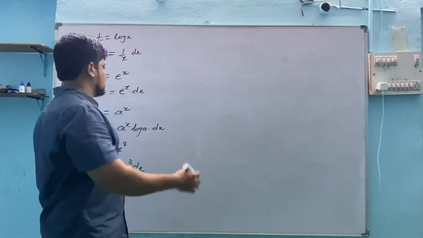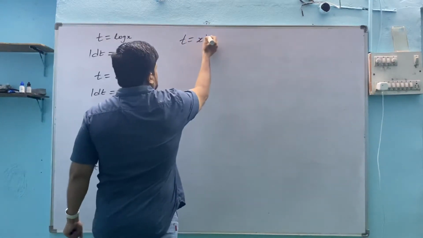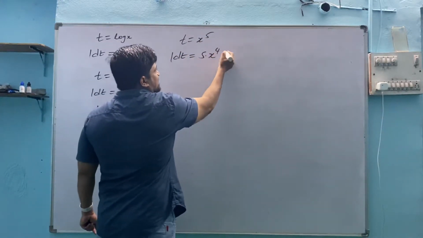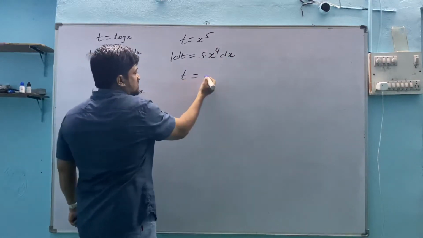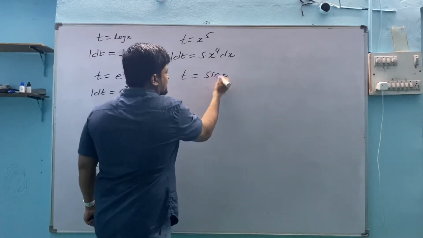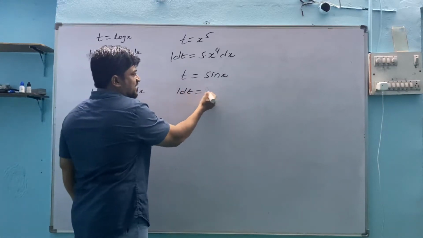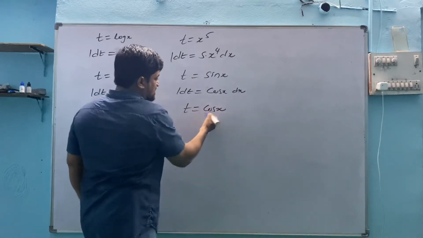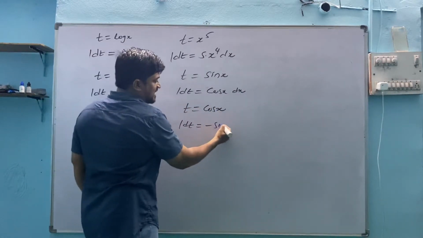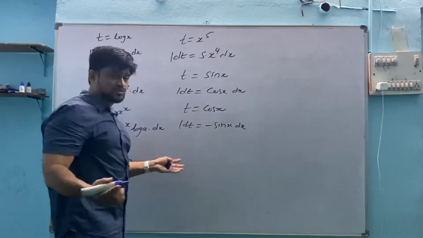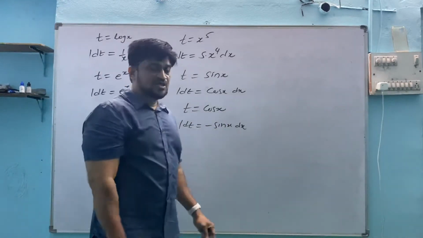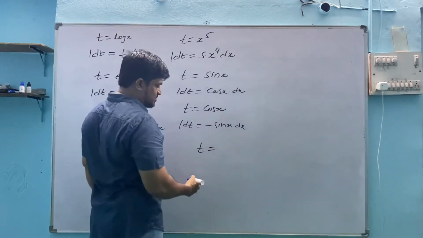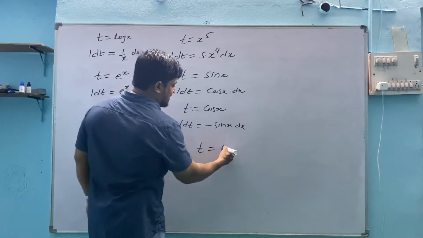Suppose t equals x power 5 is there. So dt, I am taking 1 dt equals 5 into x power 5 minus 1 dx. If t equals, suppose, sin x is there, what about dt? 1 dt equals the derivative of sin x, which is cos x dx. If I take t equals cos x, then 1 dt equals minus sin x into dx. Achha, where we use this t concept comes after this. Just learn how I am writing, how we are taking. Suppose we are taking t equals tan x.